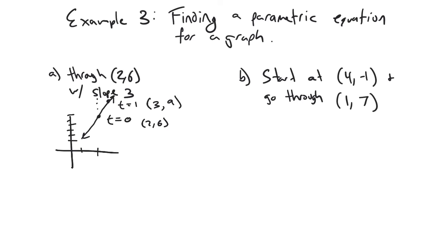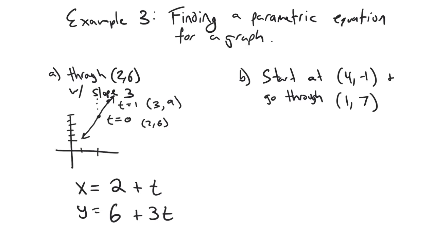So the equation we would write is x equals, start with its starting value. The starting x value is 2. And then for every 1 unit of t, we're going to go up 1 unit of x. So x went from 2 to 3 when t went from 0 to 1. So it's just going to be 2 plus t. So we're going up 1 unit for x. Now the y equation, my y value goes from 6 to 9. So my y value starts at 6, and it goes up 3 units for every 1 unit of t. So I say plus 3t.